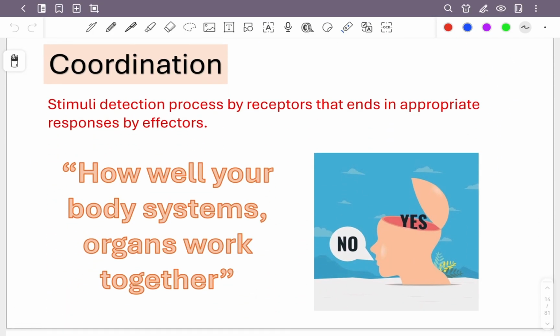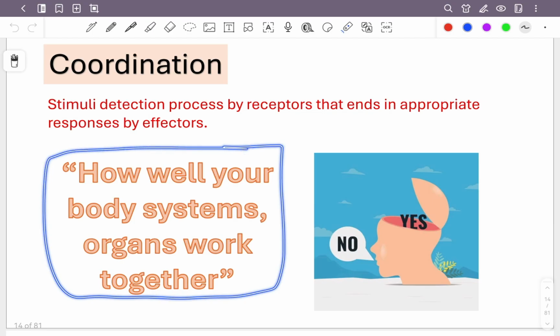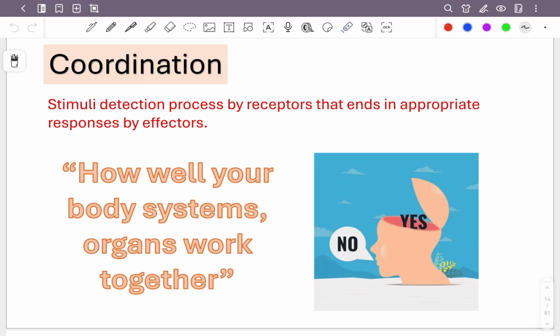So here you see, just now there is a lot of receptor, the integration center, and also the effector. They are working together. So now we come with a word coordination. So in simpler words, it means how well your body system and organs work together. Okay, in simple words. But can you answer like this in exam? No, you don't answer like this. If the question asking for definition, you need to answer by scientific way, which is the stimuli detection process by receptors that ends in appropriate response by effectors.